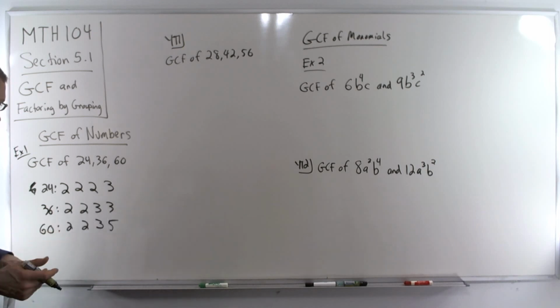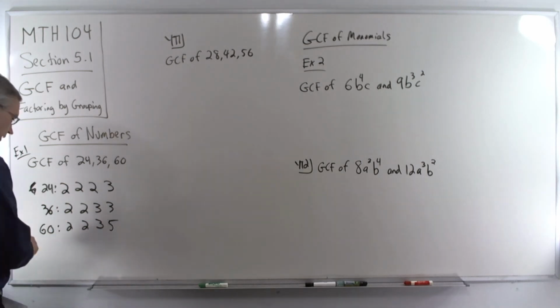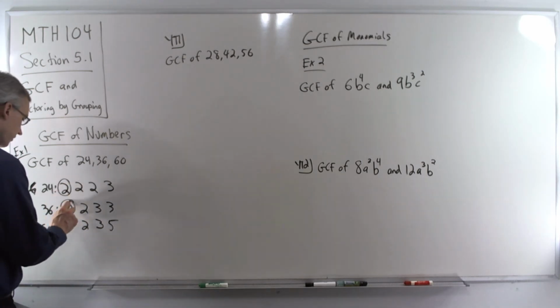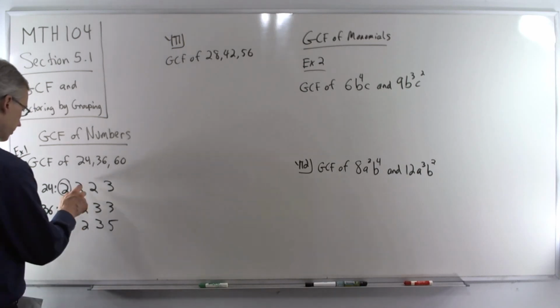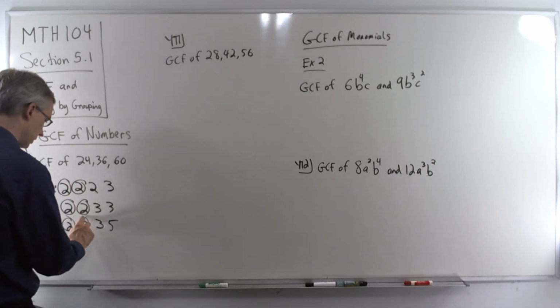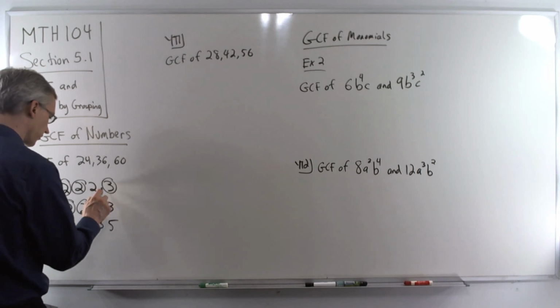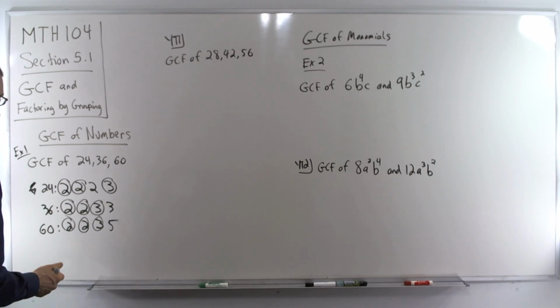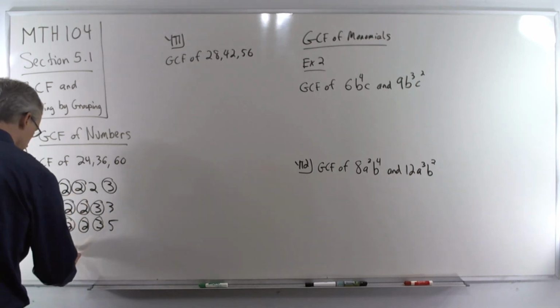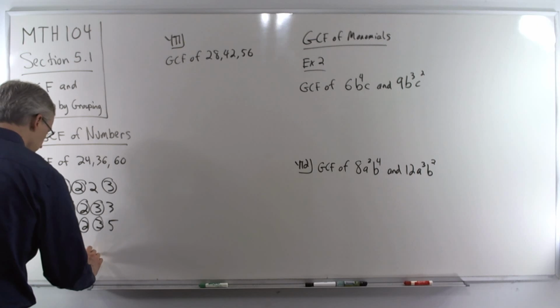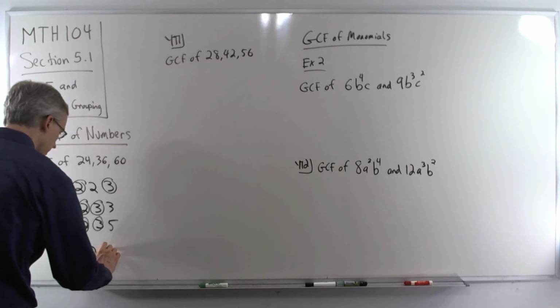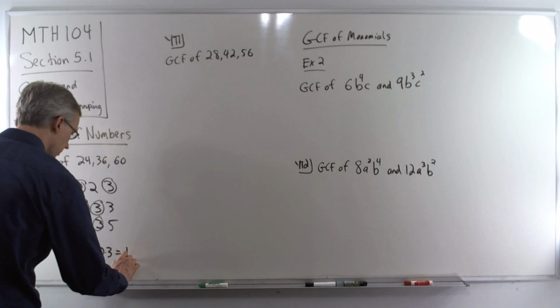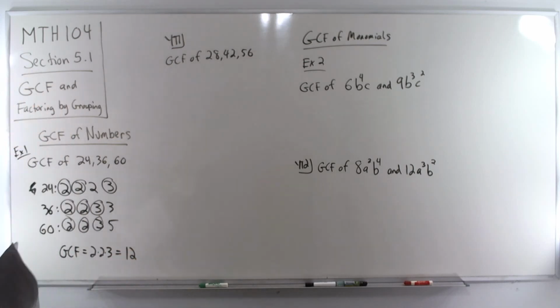All right, now what we're going to do is look at each of these lists of prime numbers and find the matches in all three. So we've got a 2 in all three of them, so there's one. Got another 2 in all three of them. We also have a 3 in all three of them. And those are all the matches between all three of them. So we'll multiply those matches together. GCF equals 2 times 2 times 3, which is 12. So the GCF of 24, 36, and 60 is 12.